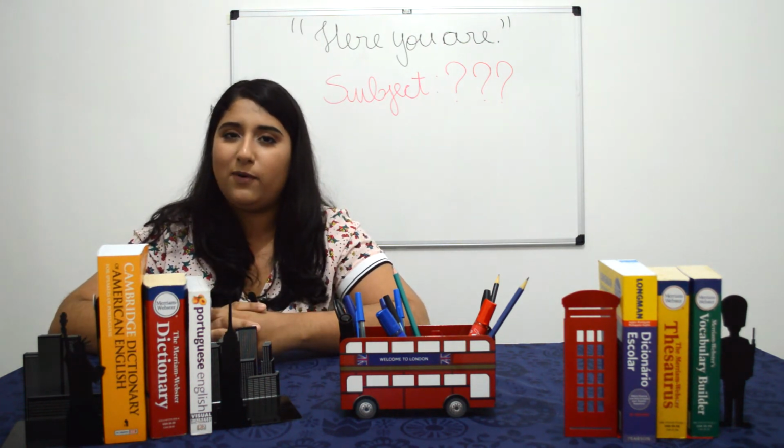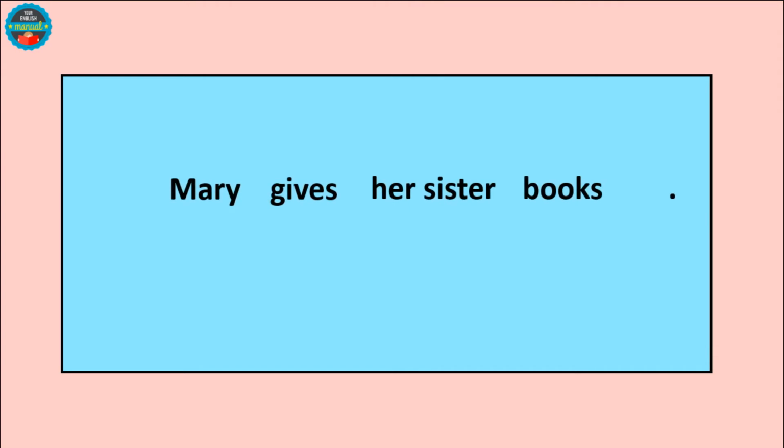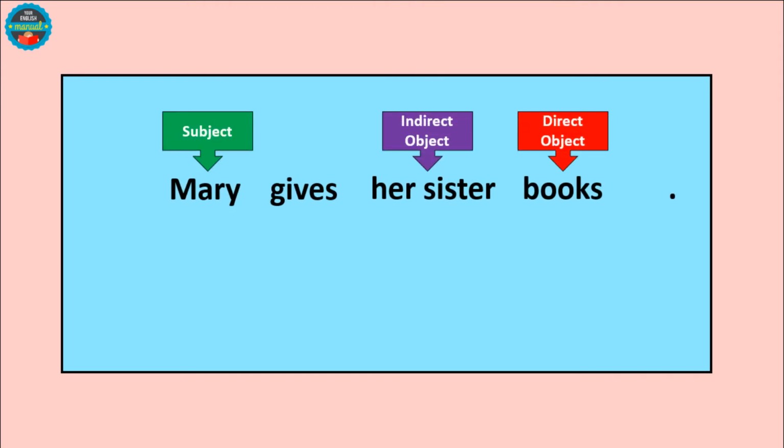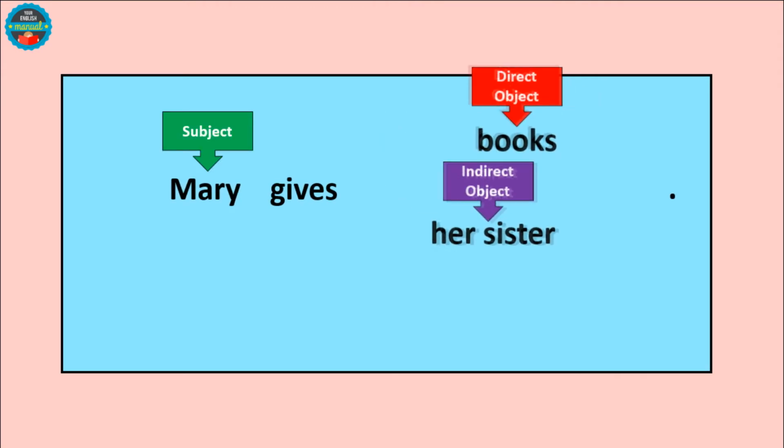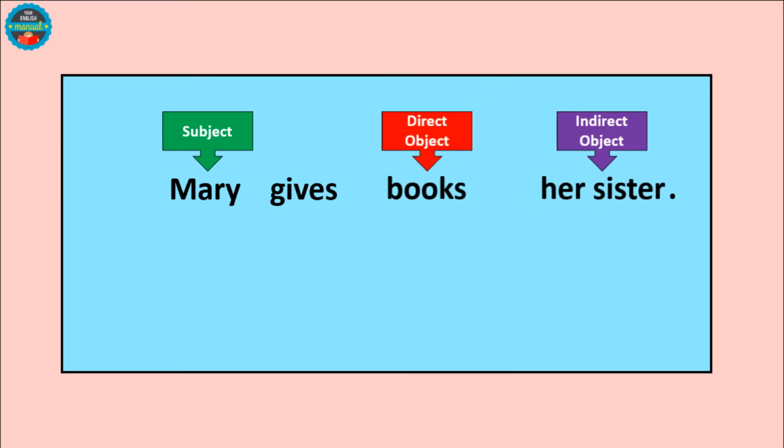Let's remember the example we said. Mary gives her sister books. It's possible to swap the object. However, in this case, it would be Mary gives books to her sister. You may continue translating to Portuguese the same way if you want. But you must understand that in this case, the preposition to appears. That is a very important detail. It appears because the verb to give needs this preposition in this sentence.